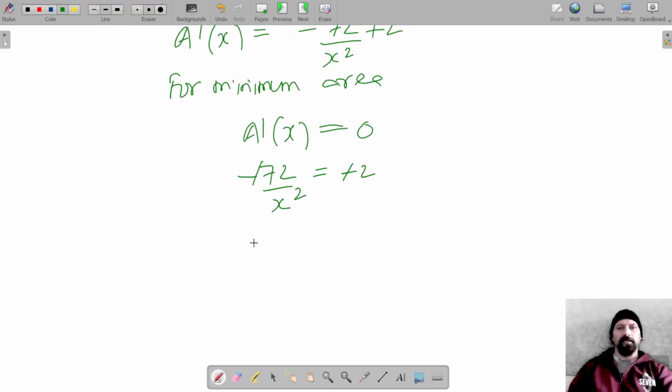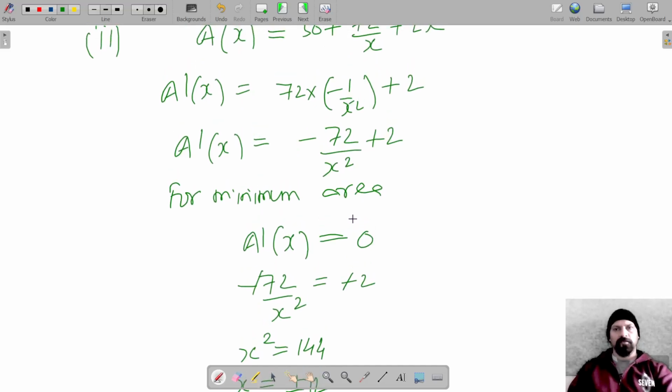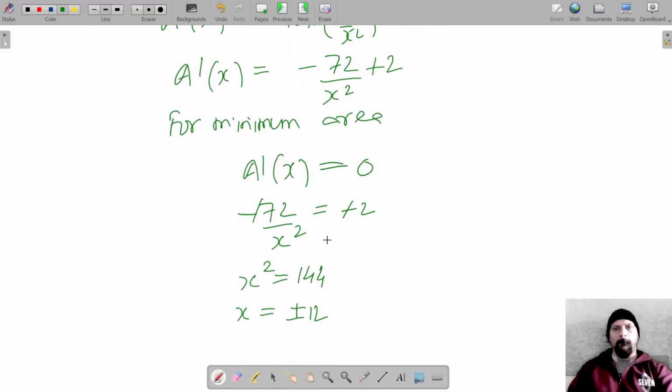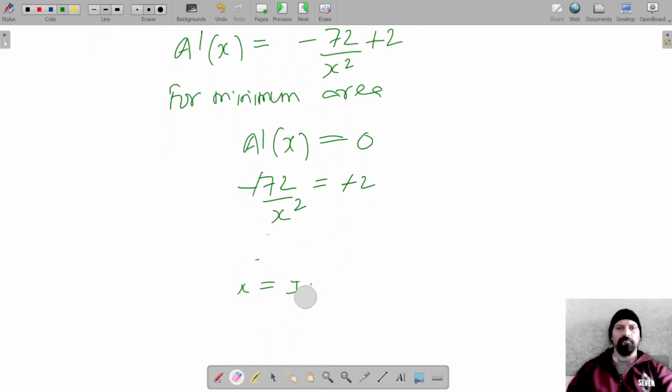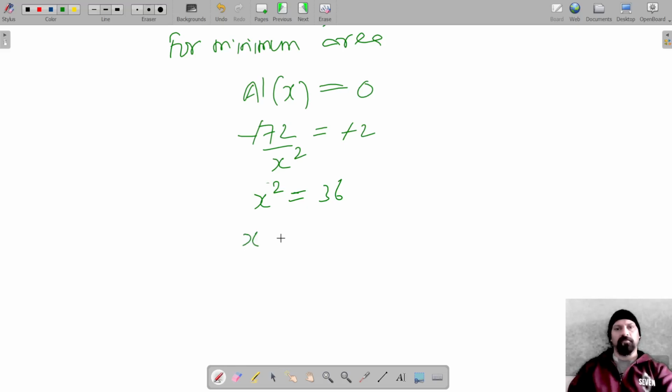This gets cancelled, and x squared is equal to 144, which gives me x is plus minus 12. Actually, this should not be 144. This should be x squared equal to 72 divided by 2, which is 36. So x is plus minus 6. The critical point is 6.